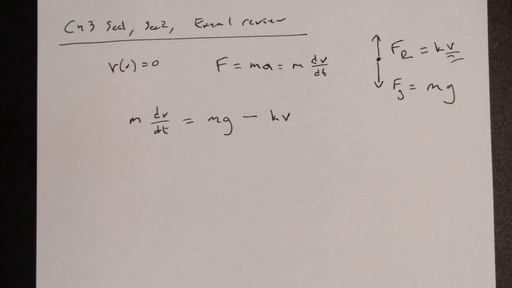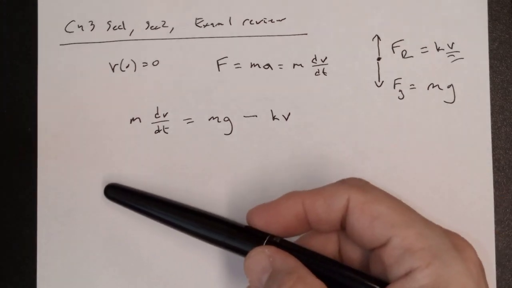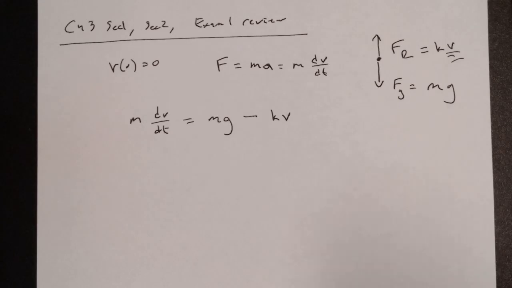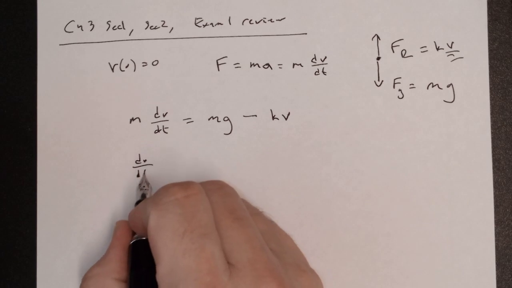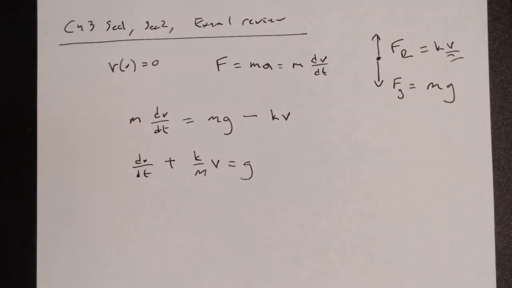I'm a sneaky booger, it's right there. Yeah. Okay, wait a minute. I'm going to put this on the other side, and I'm going to divide by m. So far, so good? You're given this constant. Yes. You know the mass of the person. You know gravity. This is a linear differential equation.